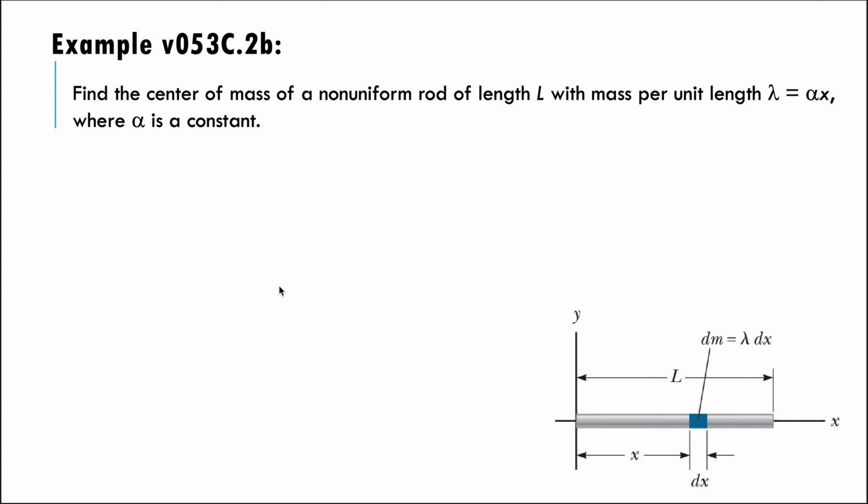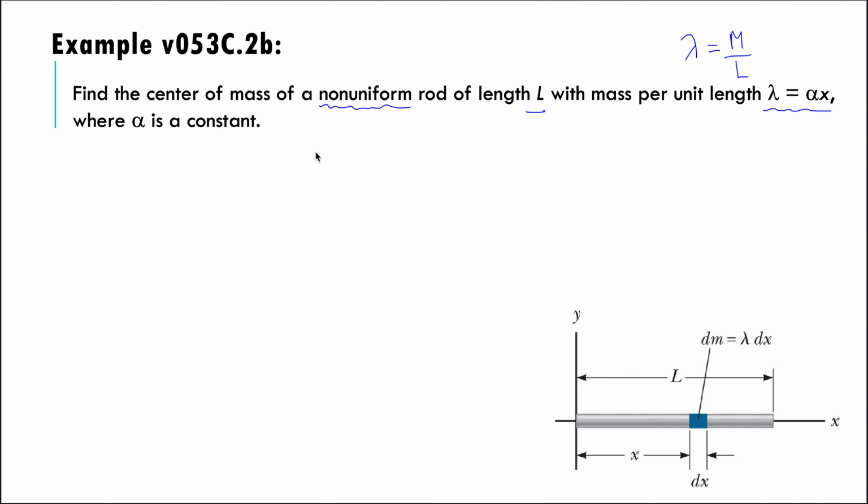Let's look at the second part of this example. Once again, we have a rod on the x-axis, and we're trying to find its center of mass, but this time it's a non-uniform rod. That means that the mass is not evenly distributed throughout the length. We're given that it has a length L and a mass per unit length lambda equals alpha x. Remember from the first part of this problem that lambda is the mass per length. It's the linear mass density.